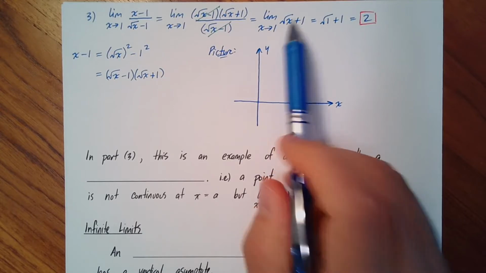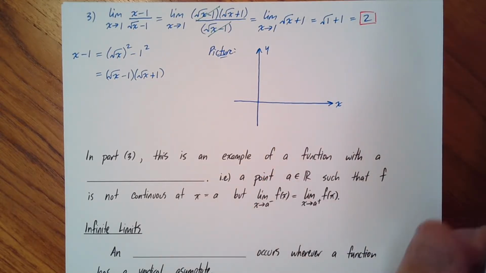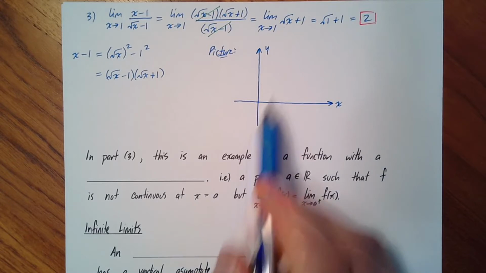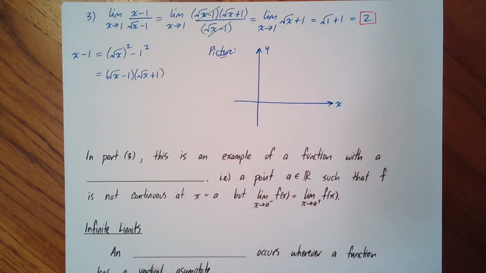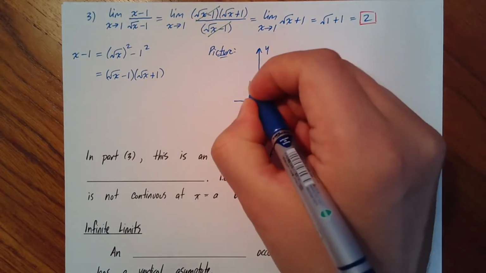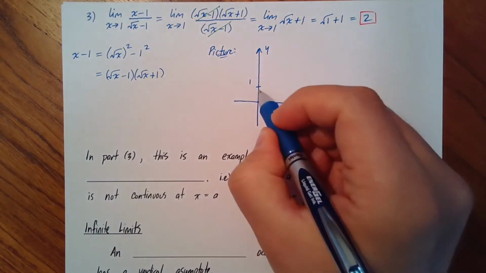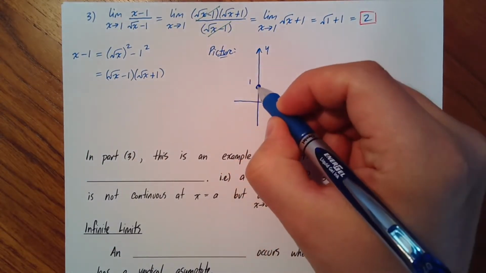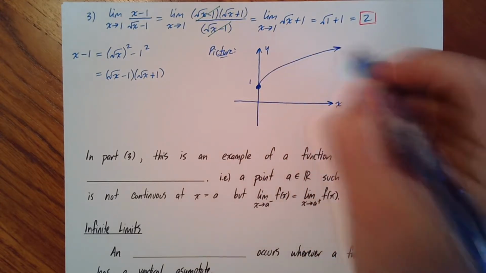Well, the square root of x is just the top half of a sideways facing parabola. It opens to the right. And if you add 1, you're really just going to shift the whole thing up by 1 unit. So let's draw point 1 on the y-axis. Really, this is the picture you have. You've got this curve, right?